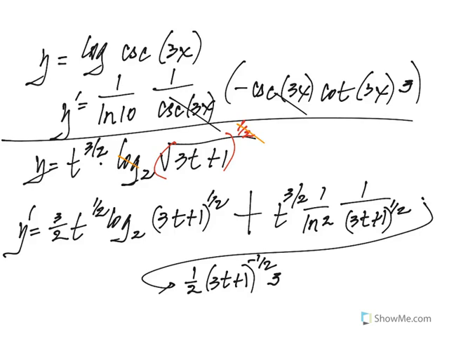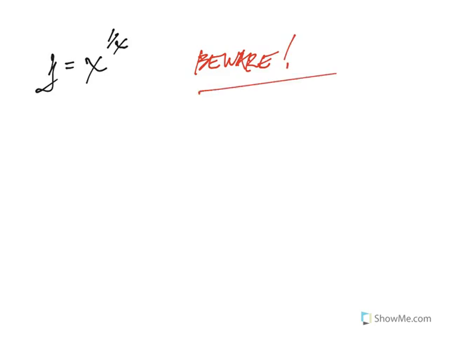So let's talk about the last item that you're going to see in this section, and that is something like this. If I have y is equal to x to the 1 over x, you need to beware. You don't have a formula for a variable to a variable power. You have a formula for a real number to a variable power. You also have a formula for a variable to a real number power, but you don't have a formula for a problem like this, variable to a variable power. You have to use what they call logarithmic differentiation.